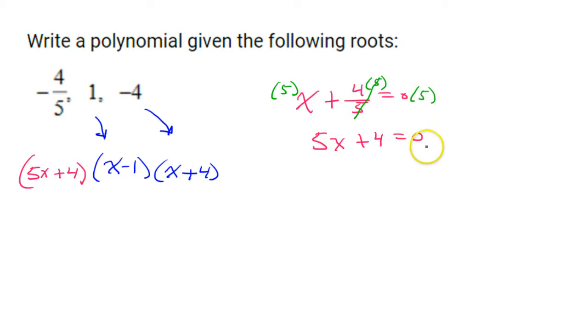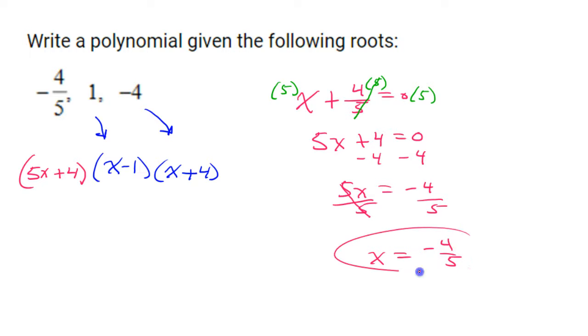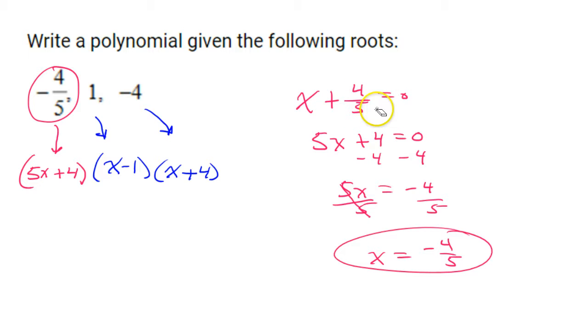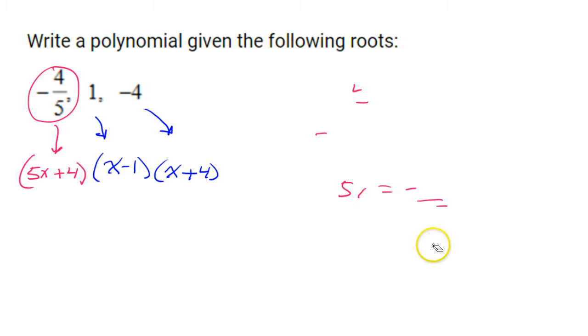Notice if I were to go ahead and solve this, I would subtract 4 from both sides. That would give me 5x equals -4. Then I would divide both sides by 5, and that would give me x equals -4/5, which is just what I wanted. Okay, so this factor will give us this 0. So we're good. So again, if you have a fraction, go ahead and set up your little equation like x plus 4/5 equals 0. But just multiply through by the denominator and you'll get the factor that you really want to use. Okay, let me get rid of that.